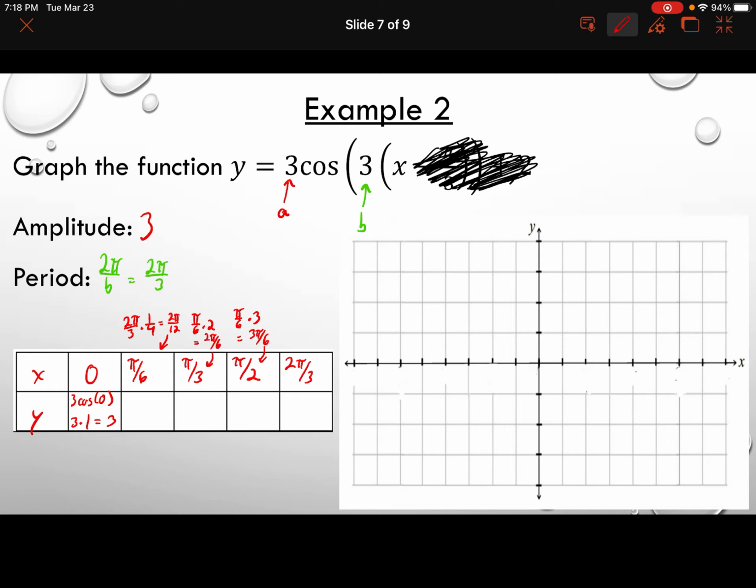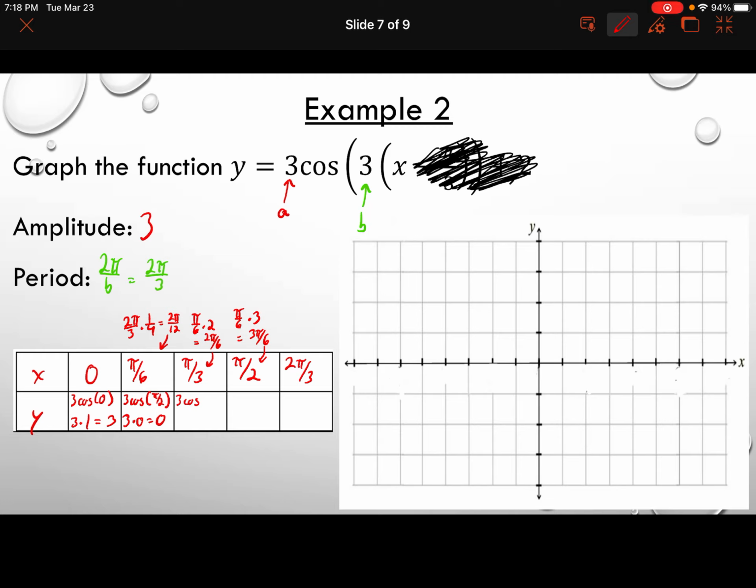All right, and then the next one, pi over 6. Well, let's see. We have 3 cosine. So pi over 6 times 3, right? Pi over 6 times 3 would give us 3 pi over 6. And 3 pi over 6 reduces to pi over 2. So pi over 2 on the unit circle is 0. 3 times 0 is equal to 0. And then we can keep on going.